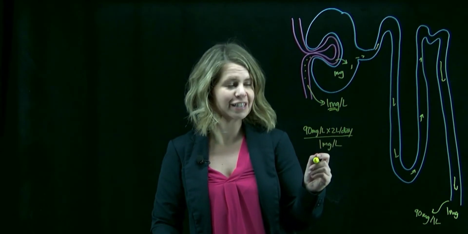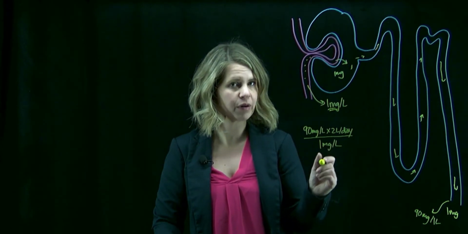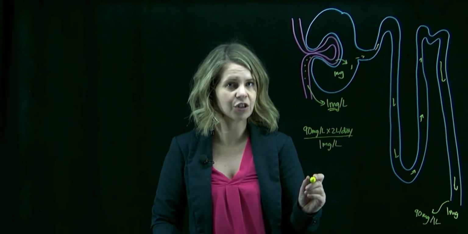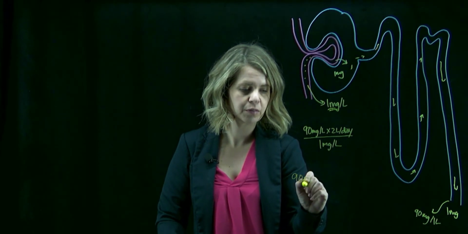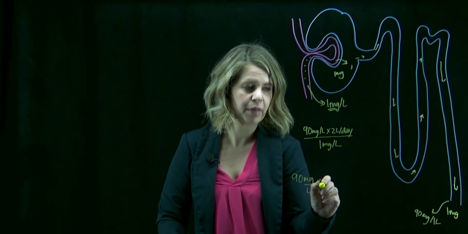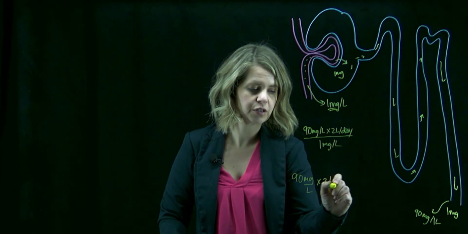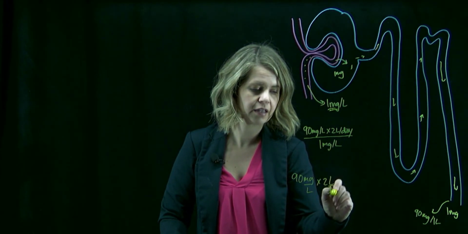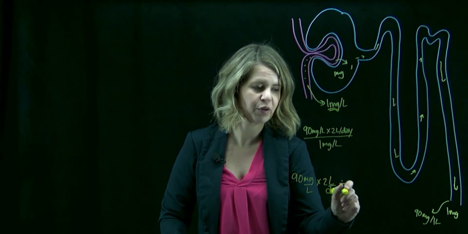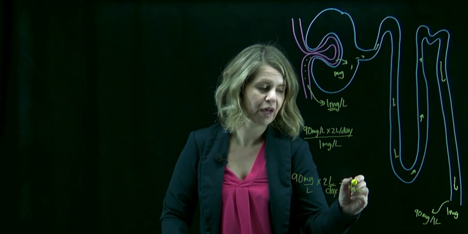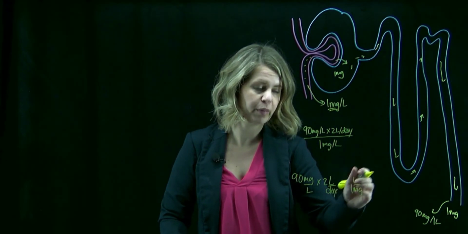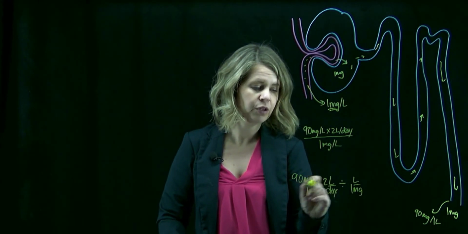Unless you're recently into math, maybe you've forgotten about units and how we cross things out. I actually find it easier to write it out this way. 90 milligrams per liter multiplied by 2 liters per day divided by 1 milligram per liter, which is really multiplied by the reciprocal, so we flip it. So now you can cross out the units.